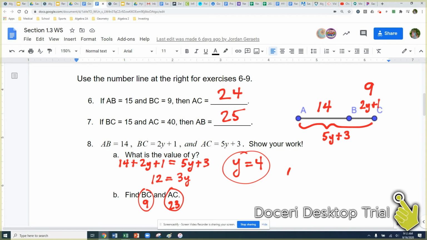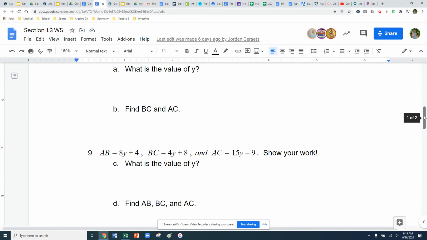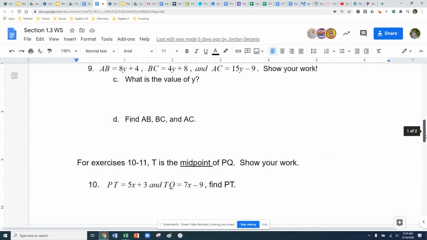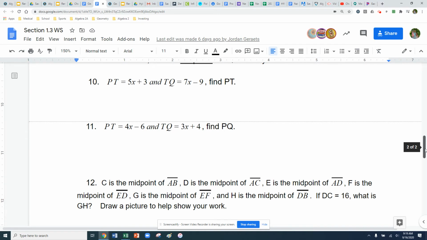Okay, let's get rid of that one, and then we'll head down to the second big topic of the day, which is the midpoint. So down to number 10. So number 9 you'll see is very similar to one we just did.